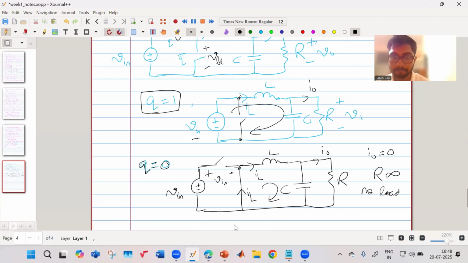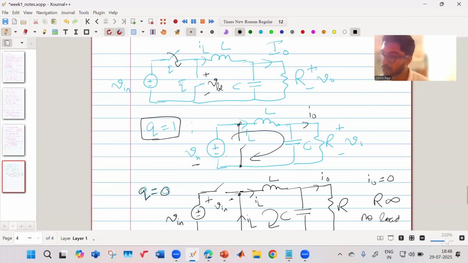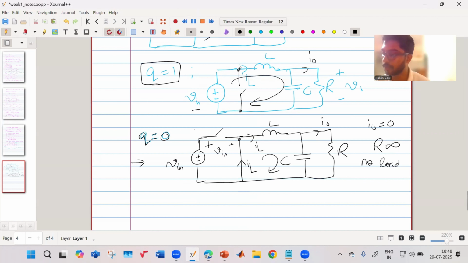Sir, Q equal to 0. Please, can you repeat it, sir? Okay. So Q equal to 0 means this is connected and this is disconnected. This is open, this is closed. So your circuit will be in this format. You have your input, and this switch is open. This switch is closed, so it is ideally connected to your ground. Let us not consider the parasitics, etc. It is connected to the ground.